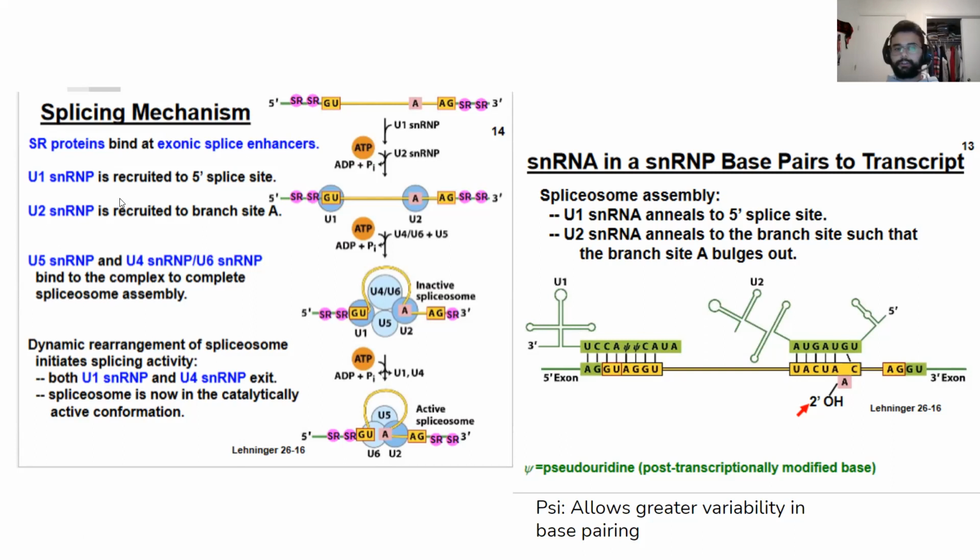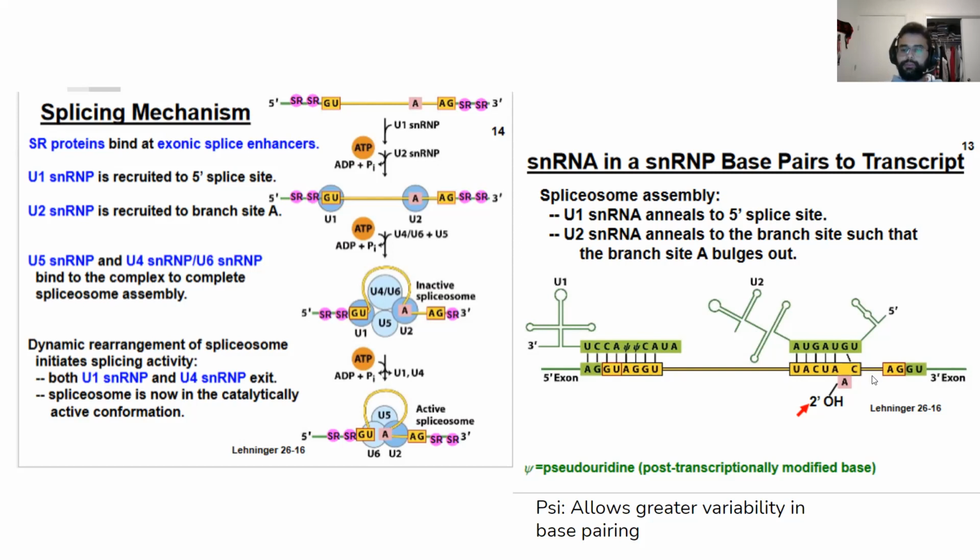So looking a little closer at our U1 and U2 binding sites, our 5' splice site and our branch site A, you're going to see that our U1 has a specific area right here, and our 5' splice site is going to be able to bind. You see our GU right here, equivalent right here. But we also have this side, which is our pseudouridine. So our pseudouridine just allows for greater variability in our base pairing. Even if there are different base pairs right here than is normally encountered, our pseudouridine is still going to be able to bind it to some extent.